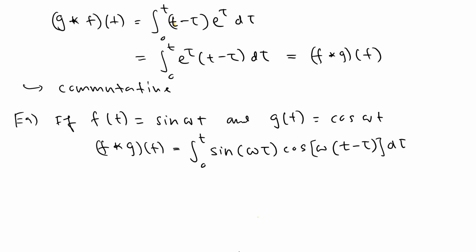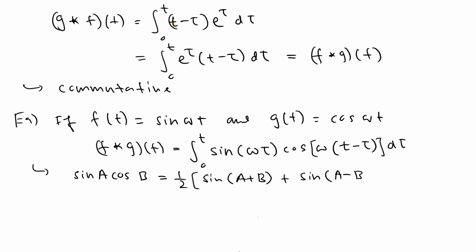Now the question is how to integrate this one. To integrate this one, we have to use one of the trigonometric identities. So let's write it. This is the product rule. We know that sine a cosine b equals 1/2 times sine (a plus b) plus sine (a minus b). That is one of the trigonometric identities. You can find them in one of the videos. I put all the trigonometric identities there, so you can find it there.